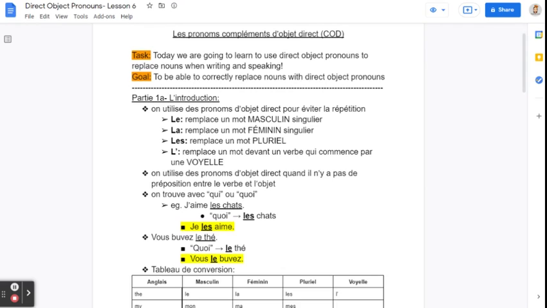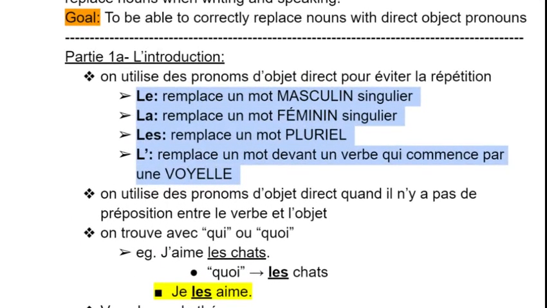On utilise des pronoms d'objet direct pour éviter la répétition. So we use direct object pronouns to avoid repetition. Here I just have some little rules. For le, it replaces a masculine word, obviously singular. La replaces a singular feminine word. Les replaces a plural word, and L apostrophe replaces a word in front of a verb that starts with a vowel.